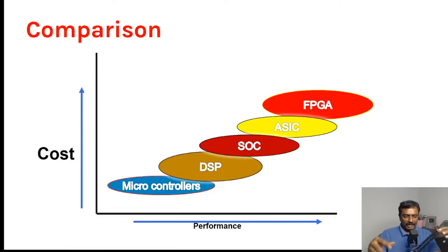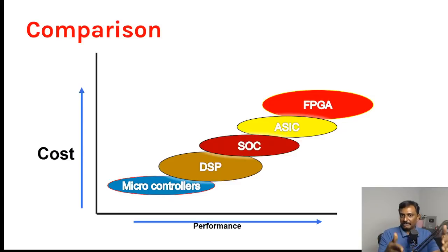Coming to the comparison, you have microcontrollers. If you want to implement a simple embedded system design like a door lock, you could go with a microcontroller. It has lower performance and lower cost. You could get a microcontroller for 40 rupees, like the 8051, and a complex microcontroller for 400 rupees, whereas a DSP processor will cost from 500 rupees to 3000 rupees, whereas system on chip needs a larger volume.